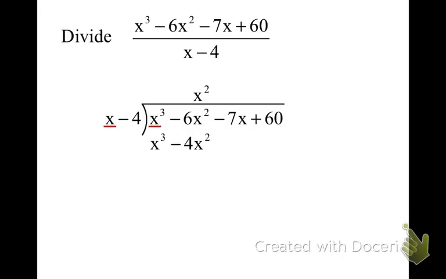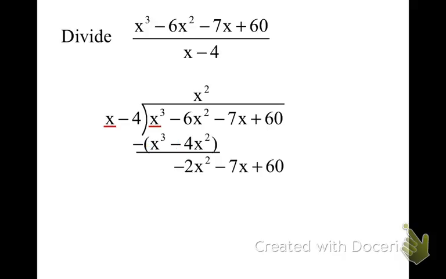X squared times negative 4 is negative 4x squared, and it all goes under the like terms. Now, I'm going to subtract the whole darn thing. That means this becomes a negative and this becomes positive. What are we left with? Negative 2x squared.